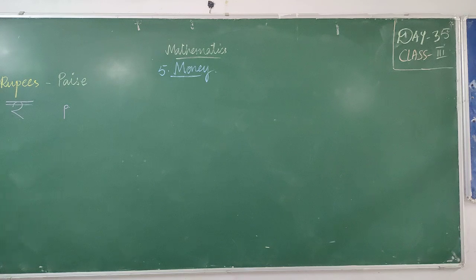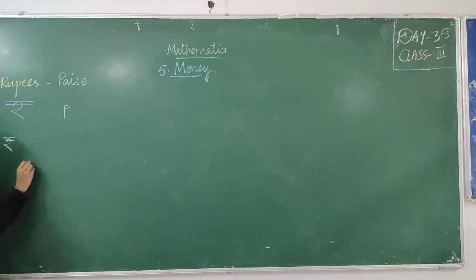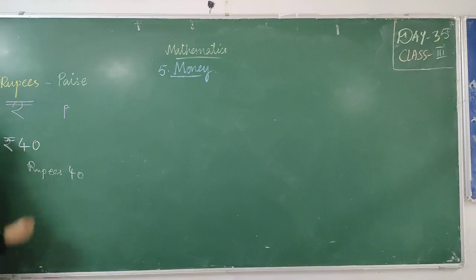In numbers, when I am writing rupees, first I'll put the rupees symbol. For example, if I went and bought a chocolate, and that chocolate is 40 rupees, how will I write it? You will not write the word rupees 40. You will use the rupees symbol and 40.